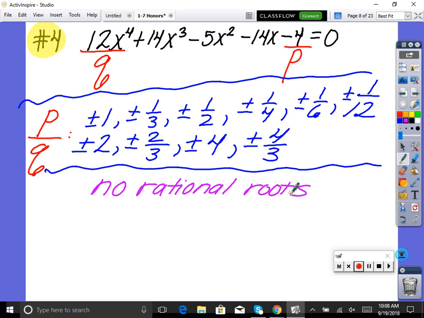So this one had no rational roots. We tested them all first hour. It took us a while. And there are no rational roots. So what do we know? There are 4 roots. So either they're all imaginary, correct? Or they're all irrational, or we have 2 imaginary, 2 irrational. But that's not what it asks. It says, what are the rational roots? There's no rational roots.